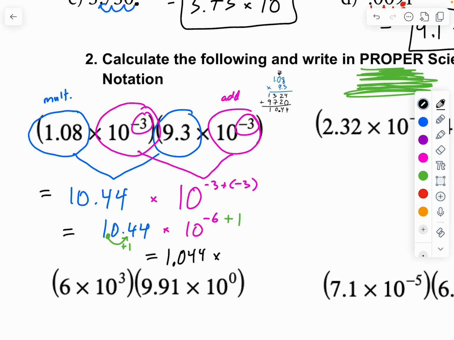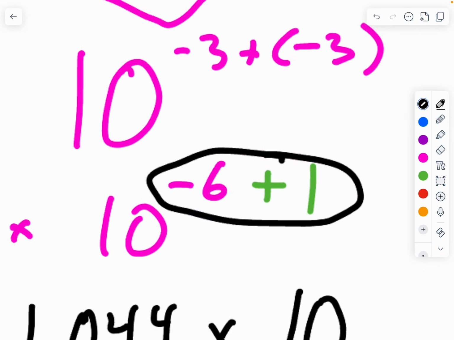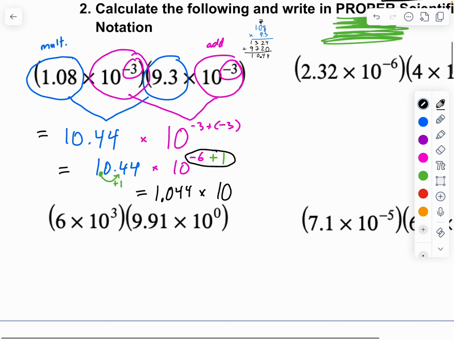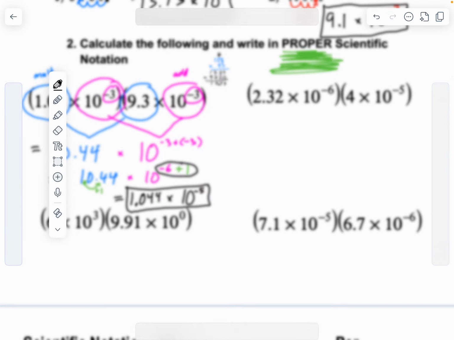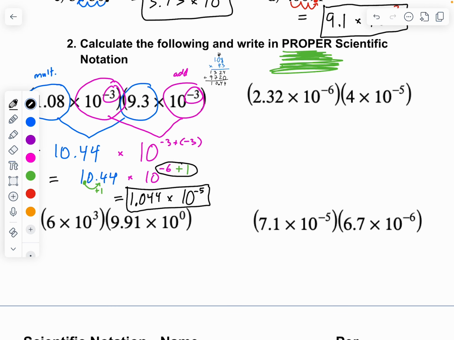Final answer, 1.044 times 10 to whatever this is, -6 plus 1. Don't make the mistake of saying it's -7. No, if you owe me $6 but you pay me back 1, you happen to owe me only $5. And this would be the answer. Amazing if you got that one right. That's a very tough question. Let's move on to the second one.